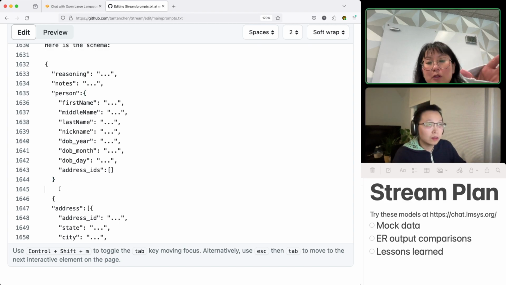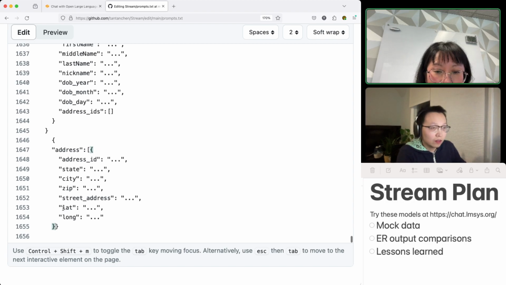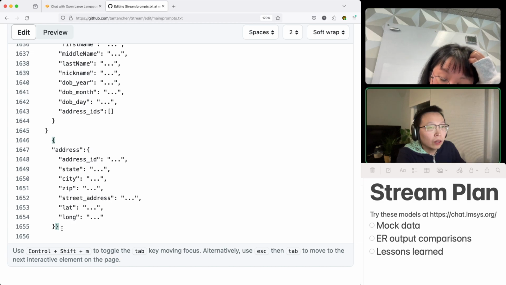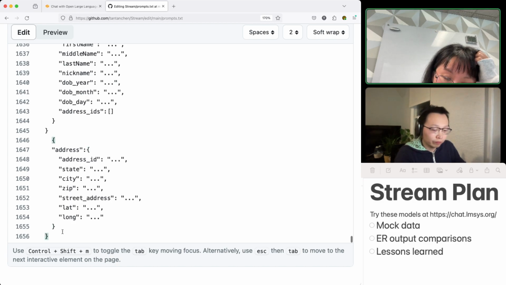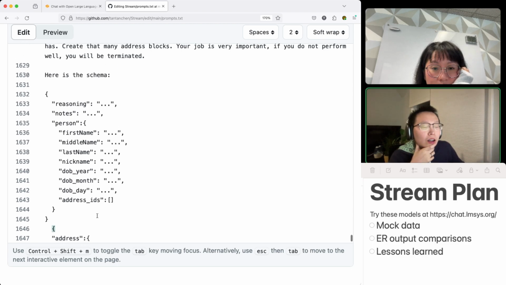So that's a person object, and this is an address object. And this is the address object. Yep. Okay. I think everything is... Oh, we don't need a bracket. I think we could lose the bracket. I don't know if it'll confuse it. Oh, cool. Okay. So here, all right.